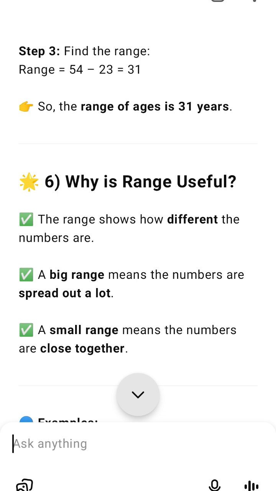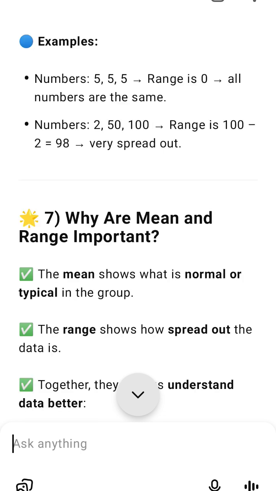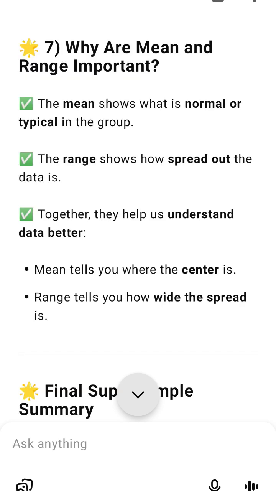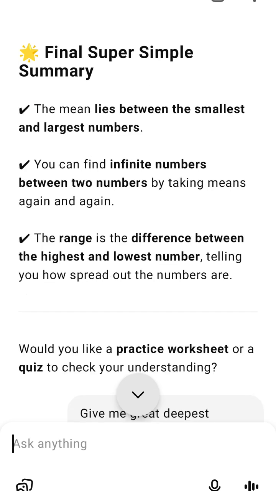Example of small versus big range. Marks 78, 79, 80. Range equals 80 minus 78 equals 2. Small range, scores are similar. Marks 45, 80, 98. Range equals 98 minus 45 equals 53. Big range, scores are very different.